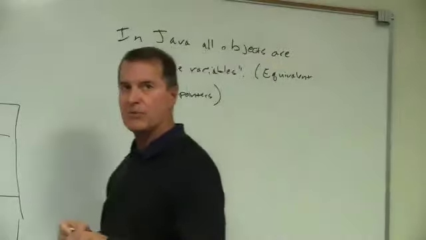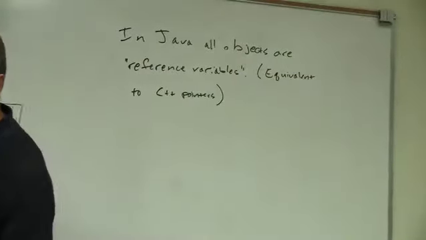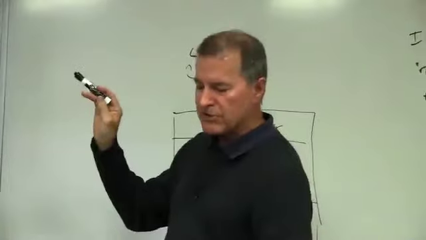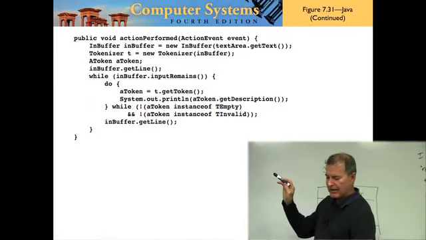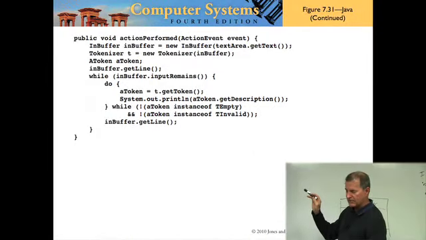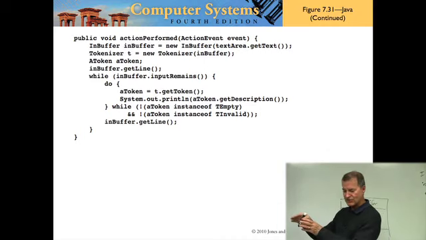So now let's take a look at what happens at this top level. Okay, first of all, what's the very first line here in action performed? Capital I in buffer, that's the class. And then lowercase i in buffer gets new what? New in buffer, and then what? Text area dot get text. So is everybody with me on that? So get text gets that whole text, passes it to the constructor for the buffer, and that buffer sets that to that in string attribute.